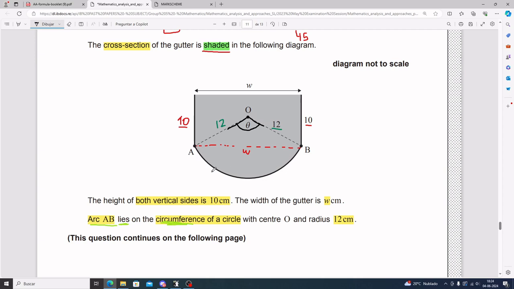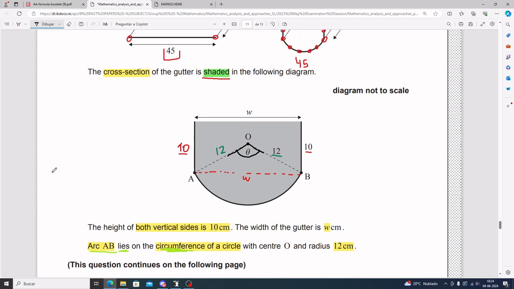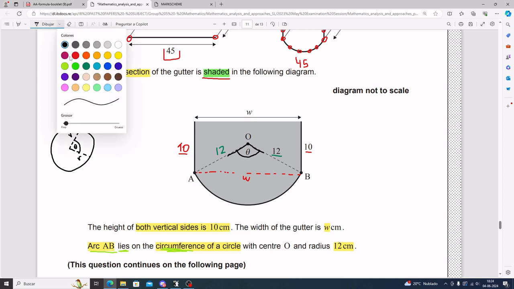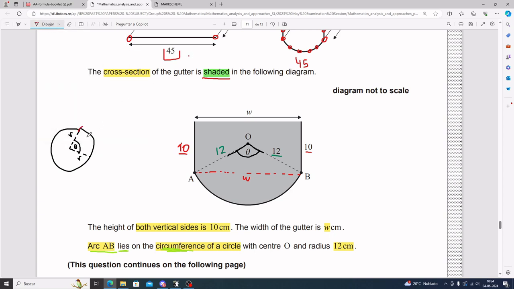Here are two important vocabulary words that arise. If you have a circle that goes like this, here you have a radius, here you have a radius, and here you have some angle. On the one hand, you have what we call the length of the arc, which is here in red. So this is length of arc.